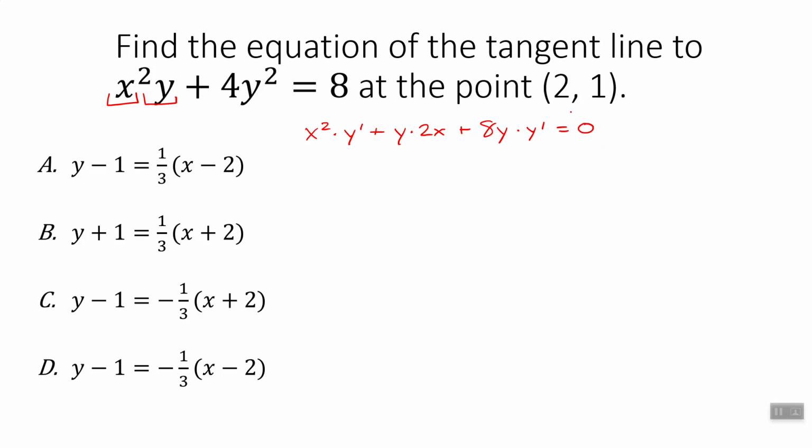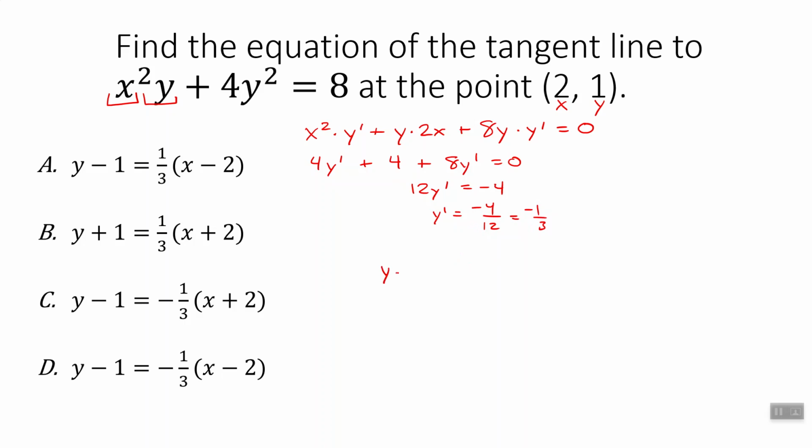Now instead of trying to solve for y prime, we're going to plug in our numbers for x and y. So x is 2, y is 1. So we get 4y prime plus 1 times 2 times 2, so plus 4, plus 8 times 1 is 8, y prime equals 0. So we got 12 y primes. We're going to subtract the 4 over, equals negative 4. Divide by 12. We get negative 4 over 12, which we can leave like that, or we can say is 1/3 if we reduce that. So we got negative 1/3 for our slope.